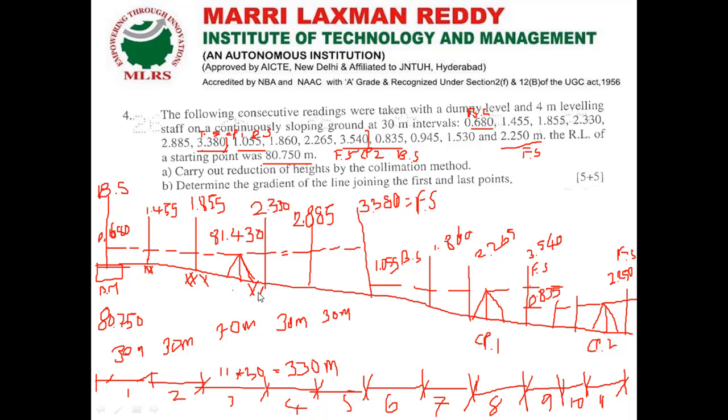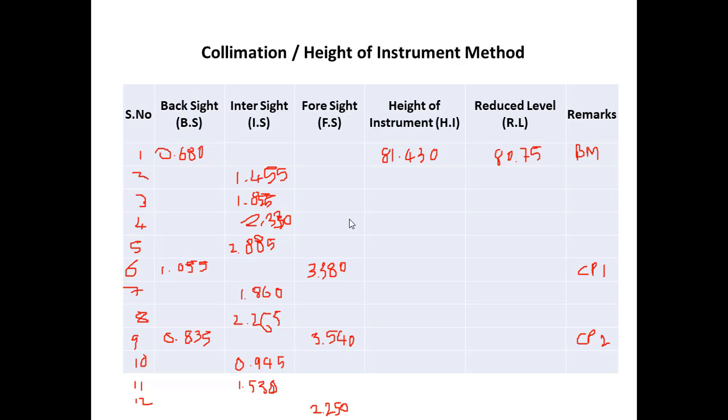Likewise, 81.430 minus 1.455 gives 79.975, that can be written in the RL. Next, 81.430 minus 1.855 gives 79.575.